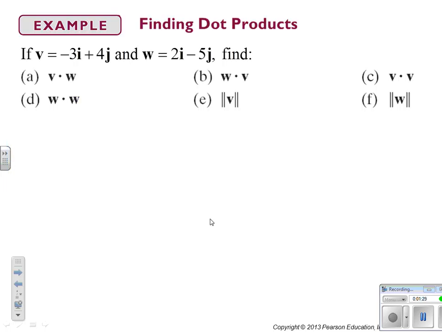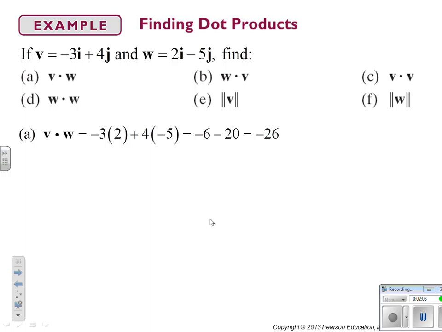Okay, so let's do some examples. If v is equal to negative 3i plus 4j, and vector w is 2i minus 5j, let's go ahead and do the dot product of v and w. We're going to take negative 3 times 2 to get negative 6, and we're going to take 4 times negative 5 to get negative 20. So the dot product of v and w is negative 26.